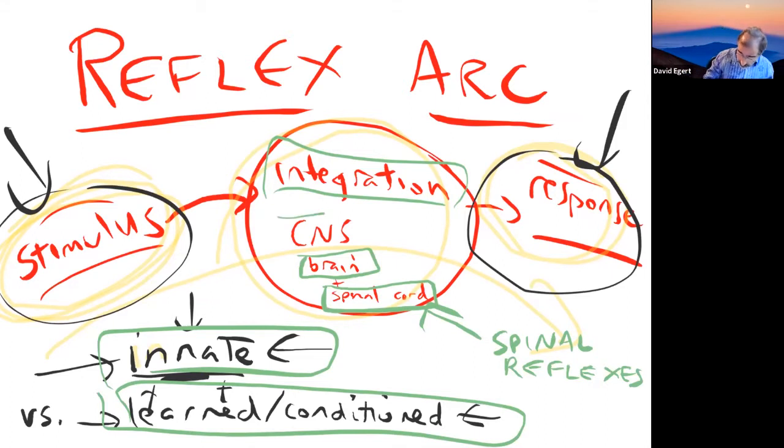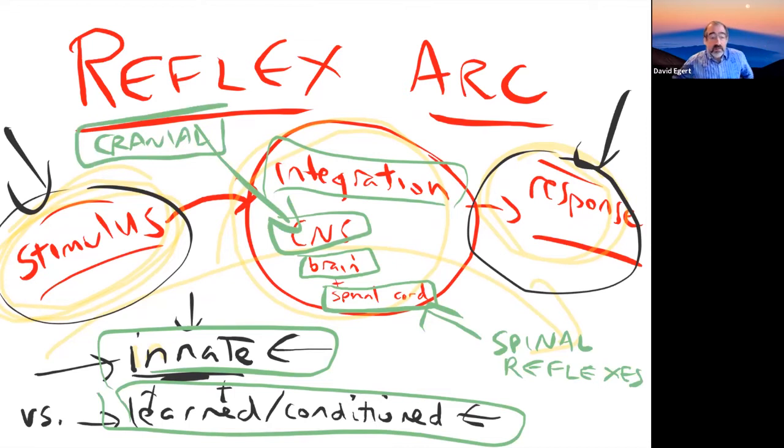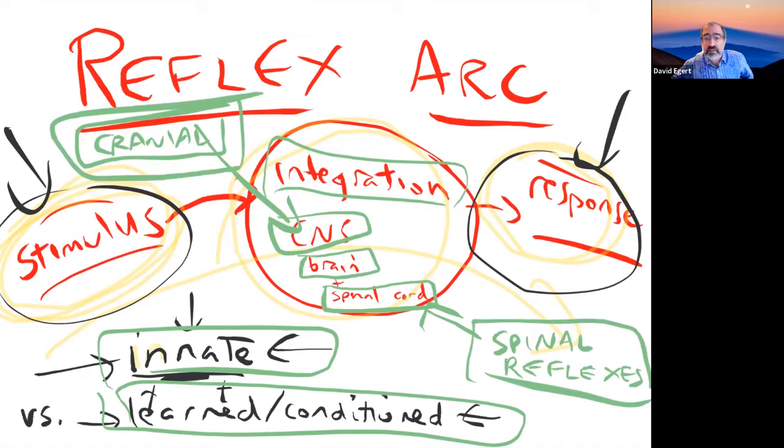At the same time, there are a number of reflexes that do need the brain. Those are called cranial reflexes. For instance, when we look at the pupillary reflex later this week, where you shine a light in somebody's eye and their pupil constricts, that is integrated in the brain. So, spinal reflexes integrated in the spinal cord, cranial reflexes integrated in the brain. So that's kind of like the background of reflexes that you need to know for this.